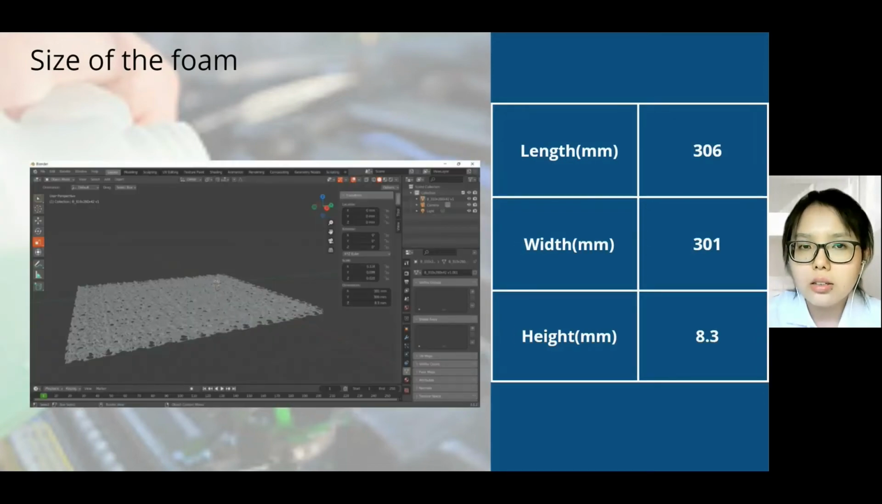This is the size of the foam that I have created to insert into the car radiator, and I resized this foam in Blender. After resizing, this is the dimension that I got from Blender. After we resize the foam, I have to cut it into pieces. This foam is not conductive because the material used to print the foam is not conductive, so we have to spray the foam first before inserting it into the radiator.